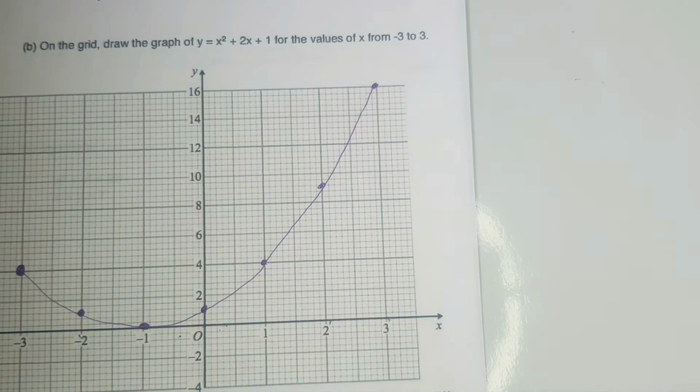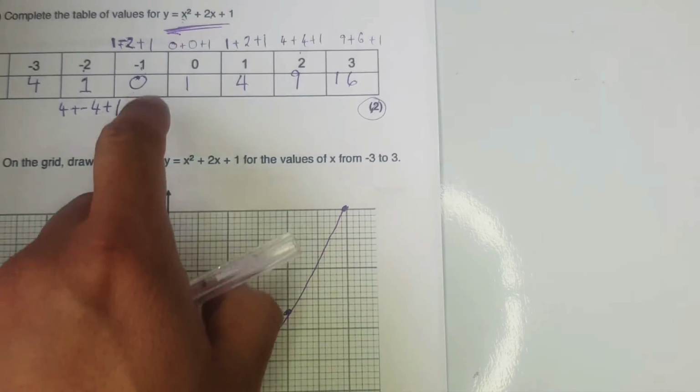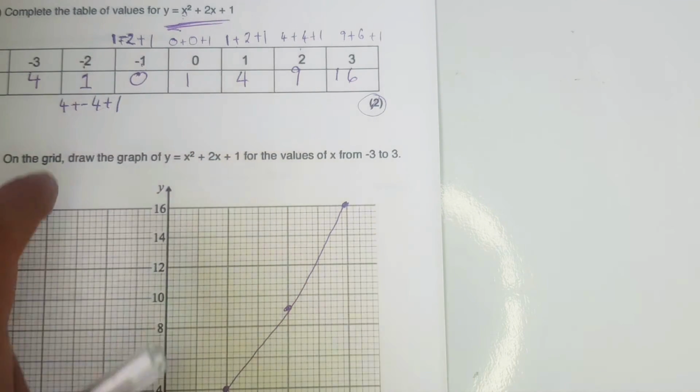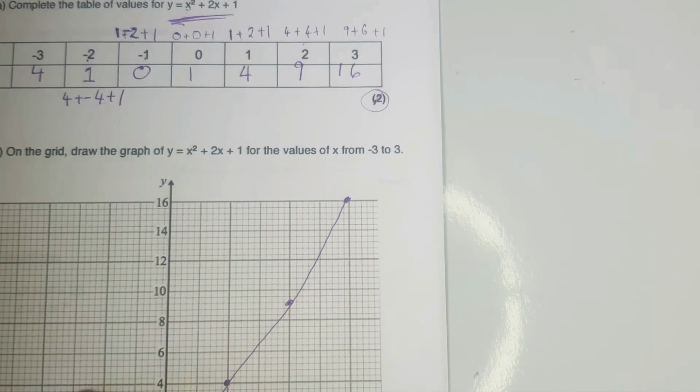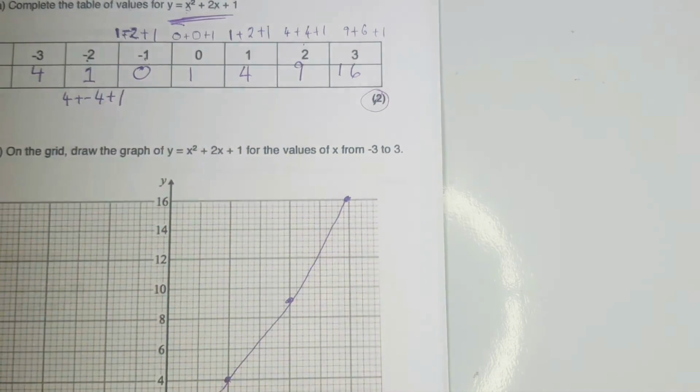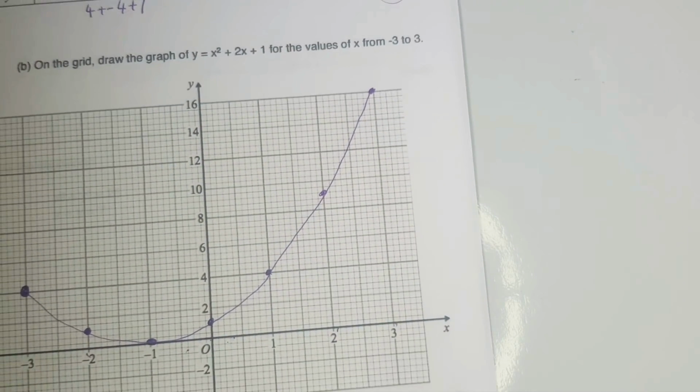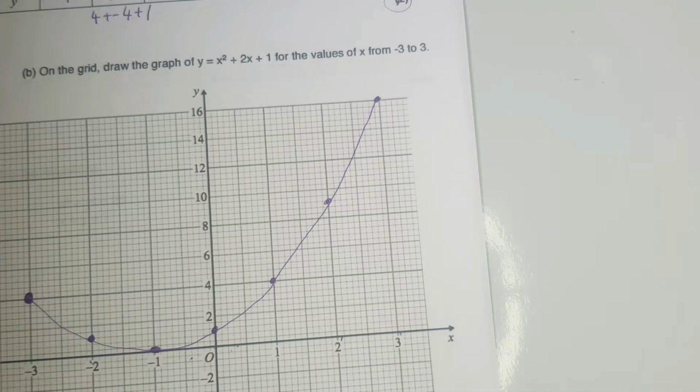That would get you 2 marks. If, for instance, you made a mistake on this bit and you carried it forward onto there, you'll still get 2 marks for the curve, even though you've lost a mark for that. So that's how you draw a quadratic curve.